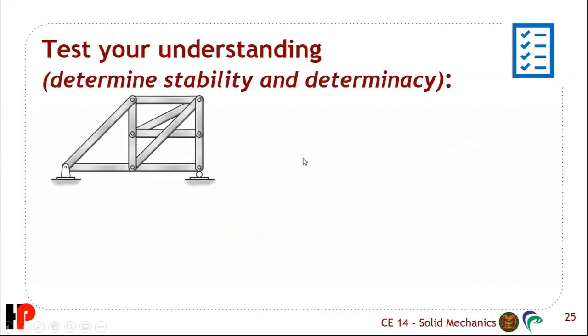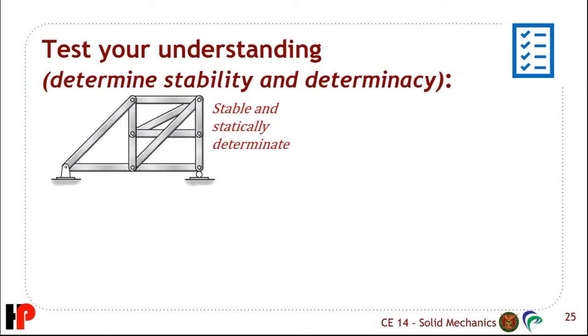Now we will test your understanding of the determinacy and stability of trusses. So if it is unstable, you say if it is because of partial constraints, external instability, or internal instability. If it is indeterminate, you say the degree of indeterminacy. Okay? So this one is a truss. So please determine its stability and determinacy. This one is stable and statically determinate.